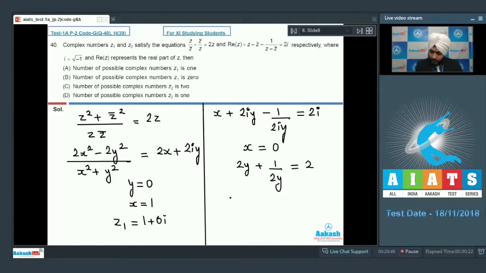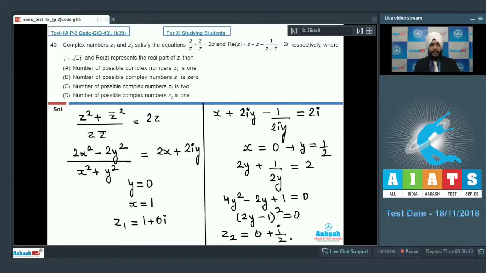This will give me 4y square minus 2y plus 1 equals 0, that is (2y minus 1) whole square, which gives me y equal to 1 by 2 exactly. X equal to 0, y equal to 1 by 2, that means z2 is 0 plus iota by 2. Very simple. Number of possible complex numbers z1 is 1, correct. Number of possible complex numbers z1 is 0, wrong. Number of possible complex numbers z2 is 1, D is correct. Final answer for this question, AD. A very simple problem. Let us move on to 41.